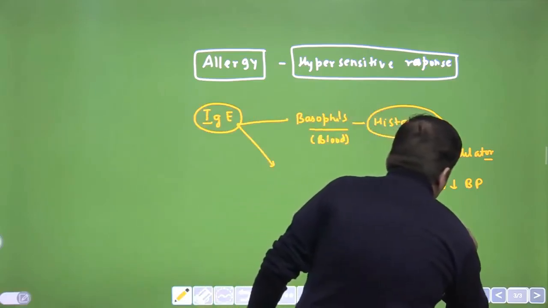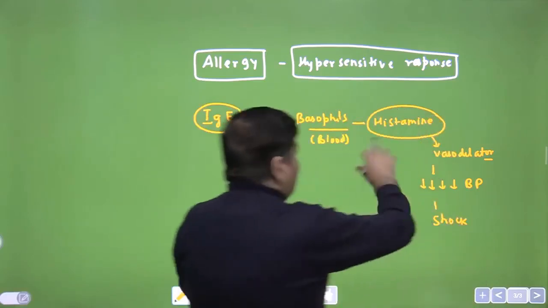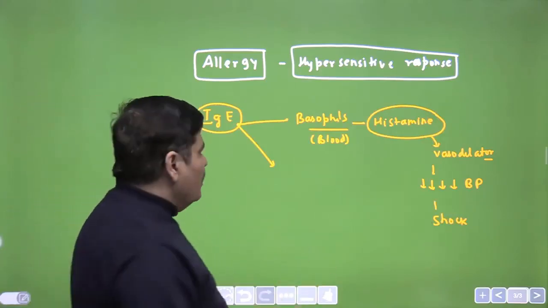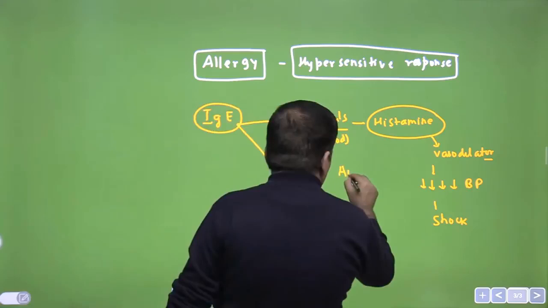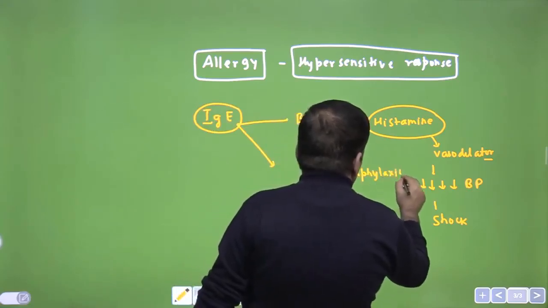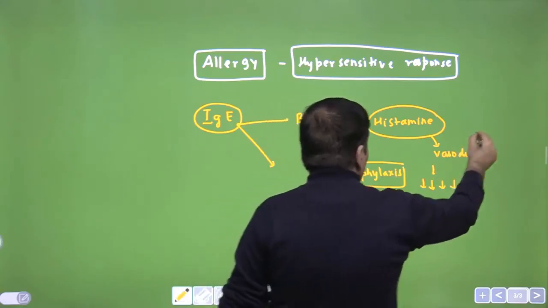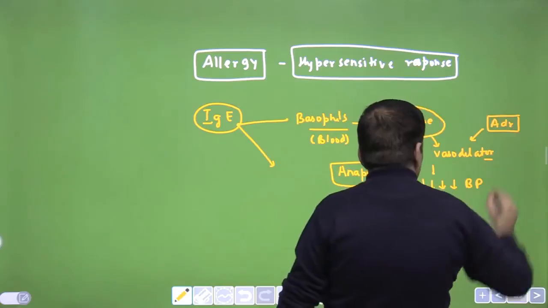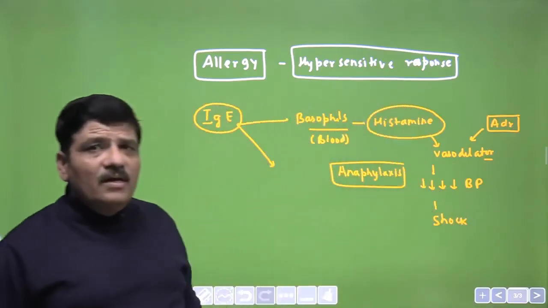Such a generalized catastrophic response that occurs very rapidly is called anaphylaxis, and it is a life-threatening emergency. The immediate treatment is to give a vasoconstrictor, and people who are prone to develop anaphylaxis actually keep a shot of adrenaline with them.